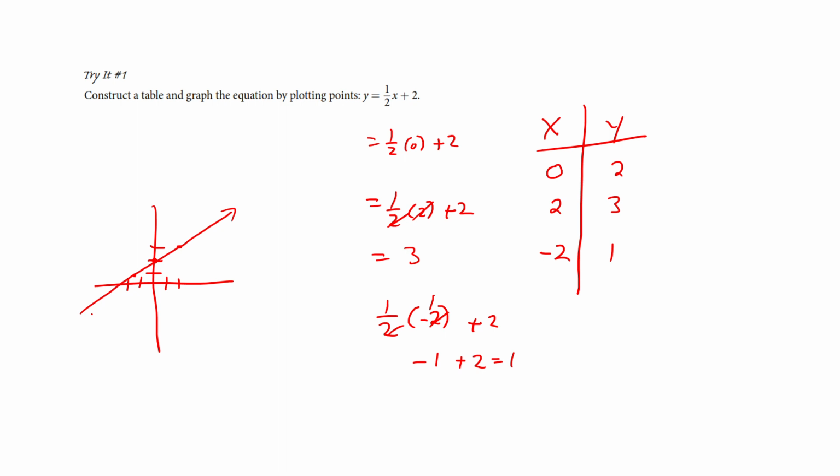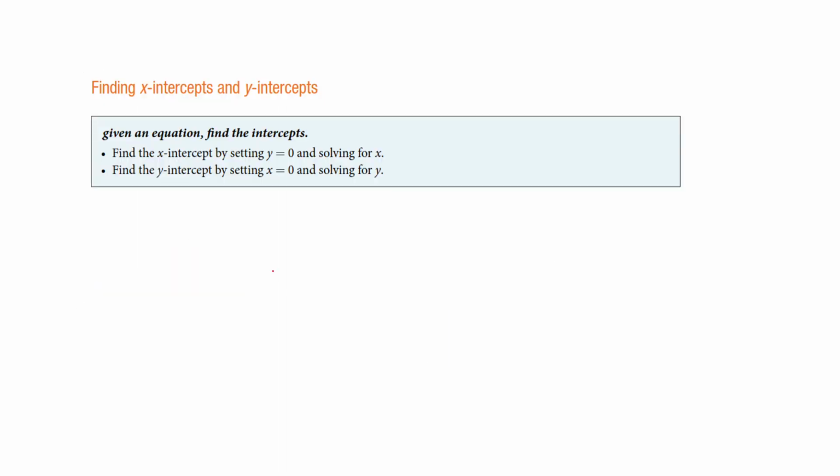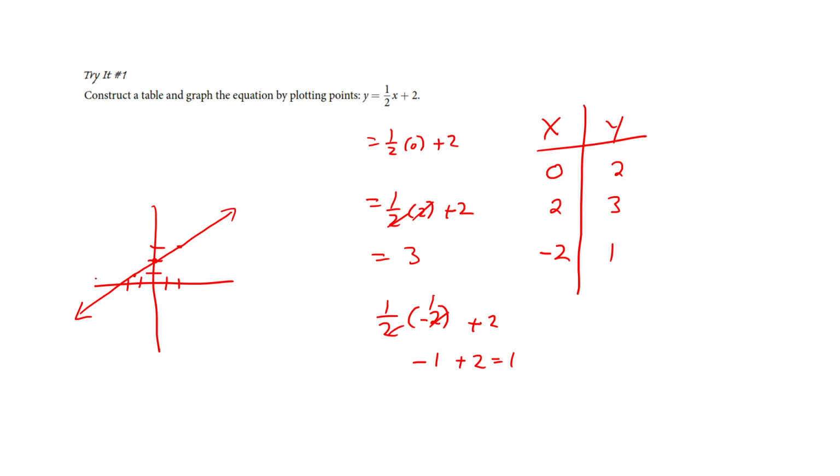Okay, there's the graph. Alright, now it's super important. We'll use this as we get into much more difficult material. It's always important to know what the x-intercept and the y-intercept mean. The x-intercept is where it hits that x-axis.